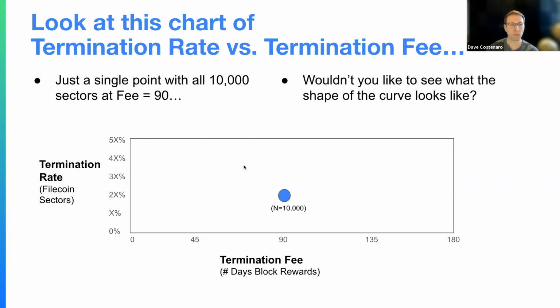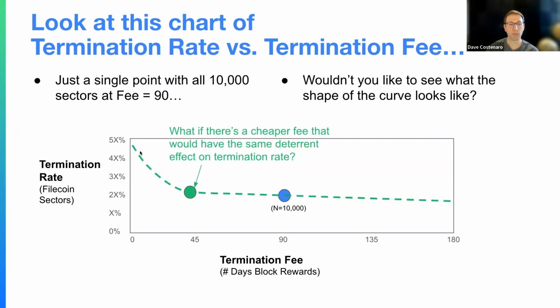Wouldn't it be nice if we could see what the shape of the curve looked like? So what if there were another point on this curve where the termination fee would be less onerous? You could reduce that from 90 to 45 days of block rewards, but you would keep the same incentive, the same penalty, the same deterrent effect around 2x.